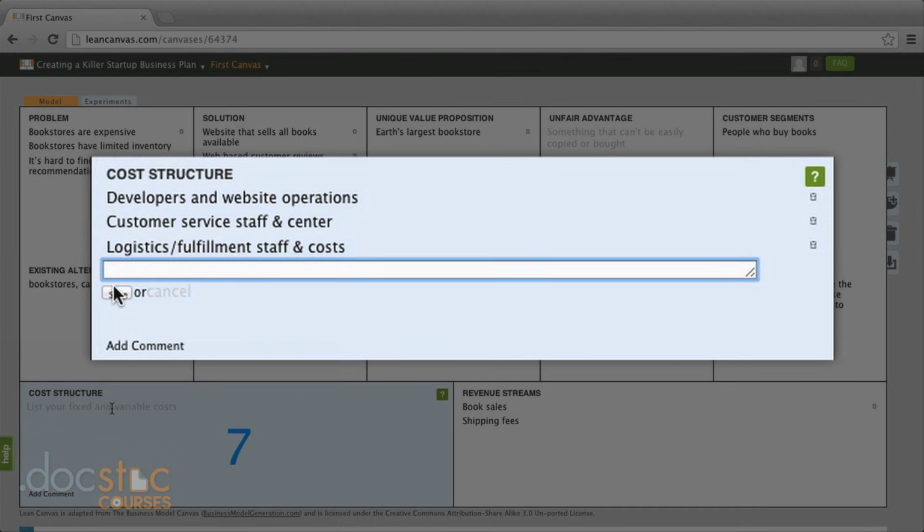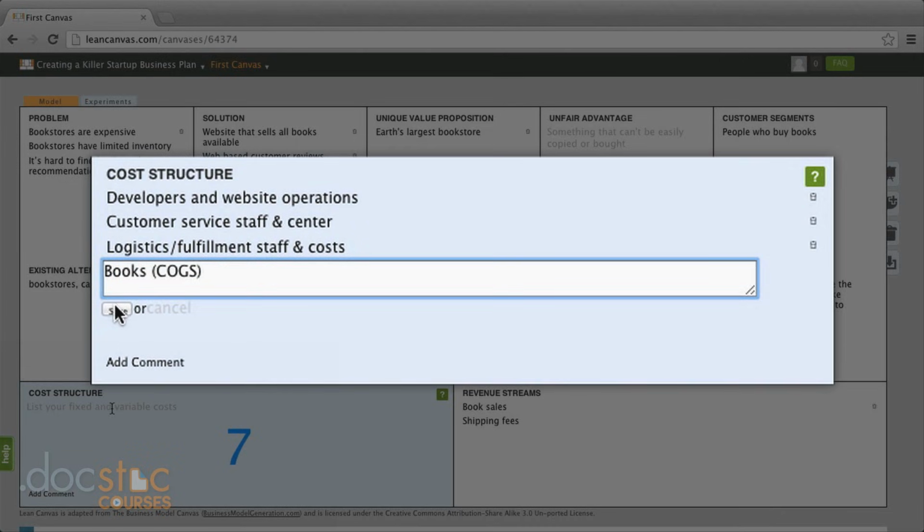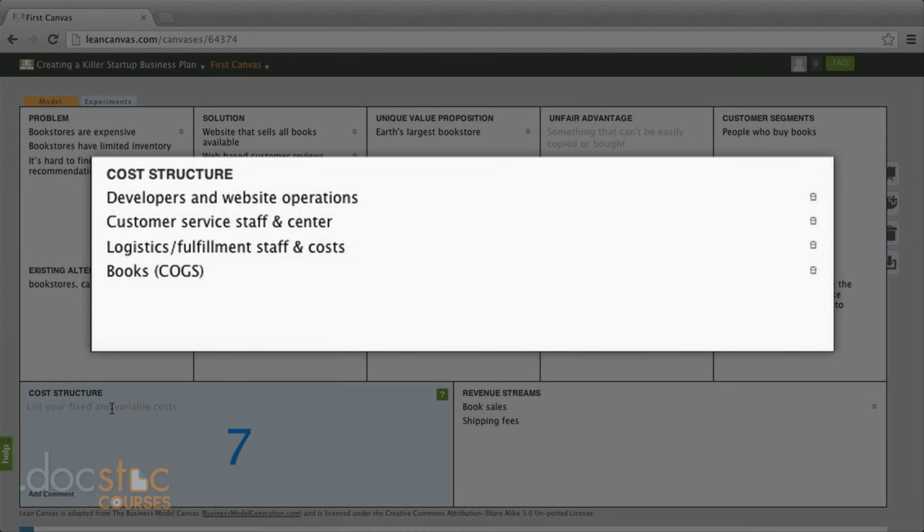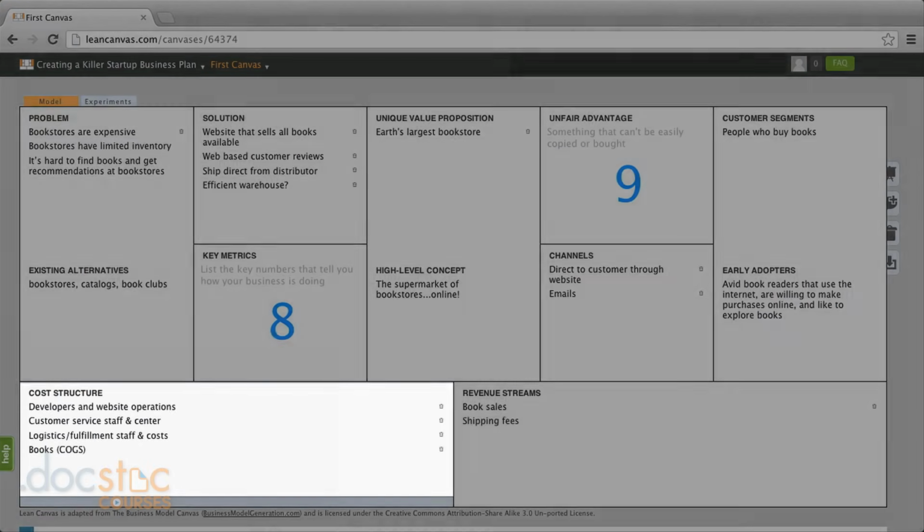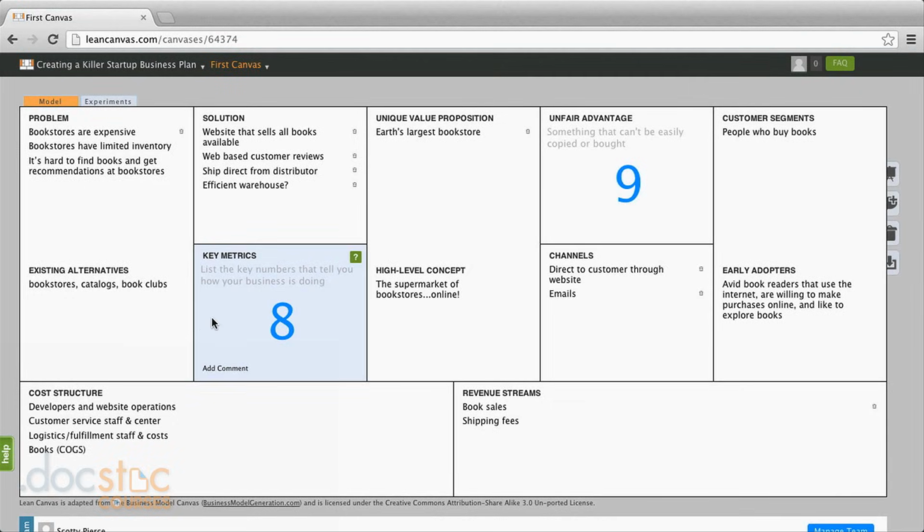And lastly, this is the variable cost for them: the books and the shipping of the books. But I built that more into the logistics component, in that the books are a cost we're going to incur whenever we sell something. Moving on to section 8, the key metrics.